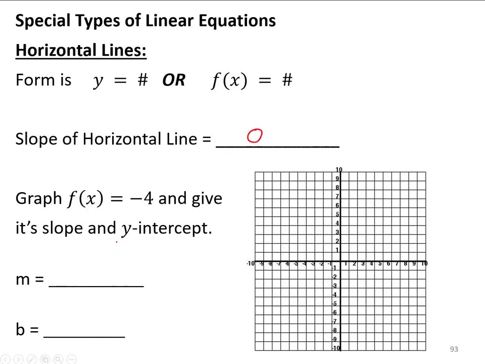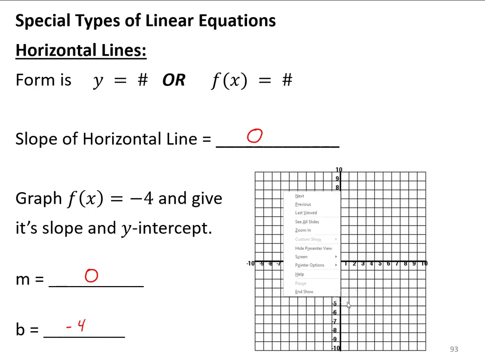Now we're asked to graph f of x equals -4 and give its slope and y-intercept. As we just said, the slope is going to be 0 because this is actually a constant function. It's in that form, f of x equals -4. And the y-intercept is actually the point -4. Okay, so b here equals -4.